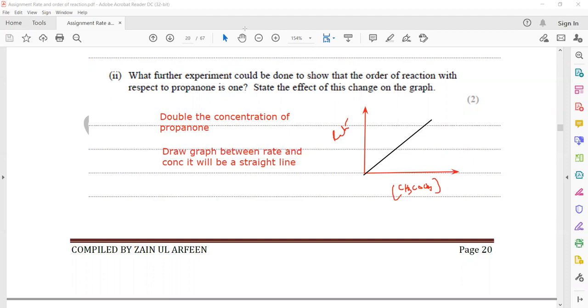Is it clear? Sir, could it also be a concentration time graph? Yeah, it can be a concentration time graph as well. Then it should have a constant half-life. The change in concentration with respect to time, because it's first order, should have a constant half-life. So slope or gradient, or if you plot a graph, it will be a straight line and both increase by the same factor. You can mention the concentration graph as well.